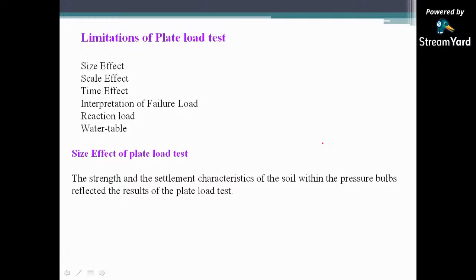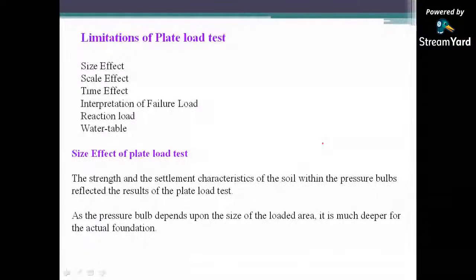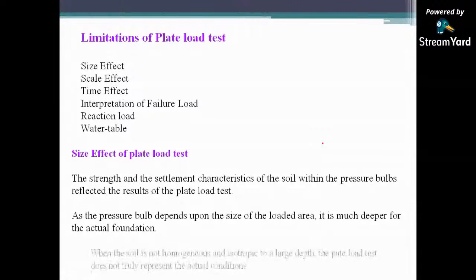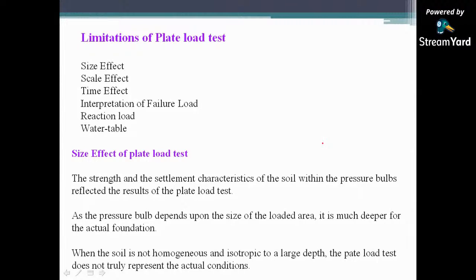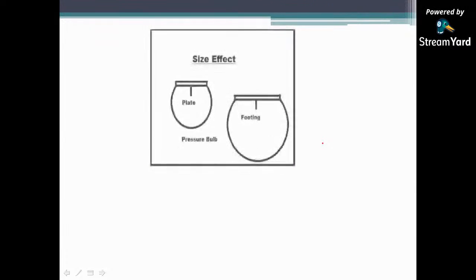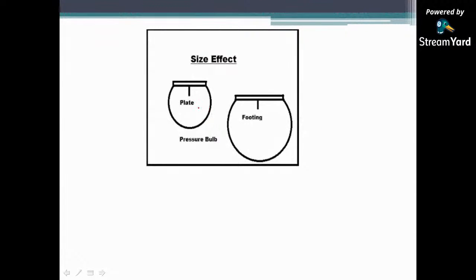So the size effect of the plate load test: the strength and settlement characteristics of the soil within the pressure bulb reflected the results of the plate load test. As the pressure bulb depends upon the size of the loaded area, it is much deeper for the actual foundation. When the soil is not homogeneous and isotropic to a large depth, the plate load test does not truly represent the actual condition. So these are your pressure bulbs, this is your plate and this is your footing.